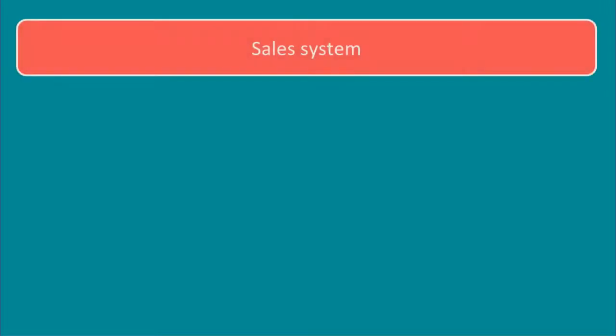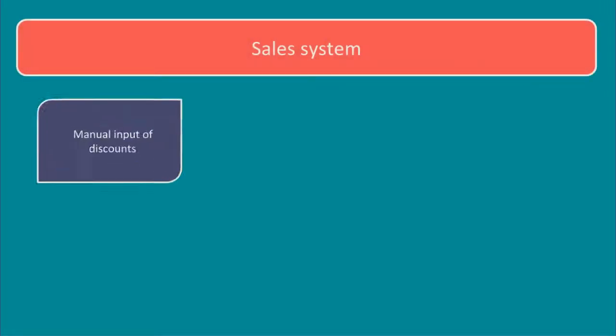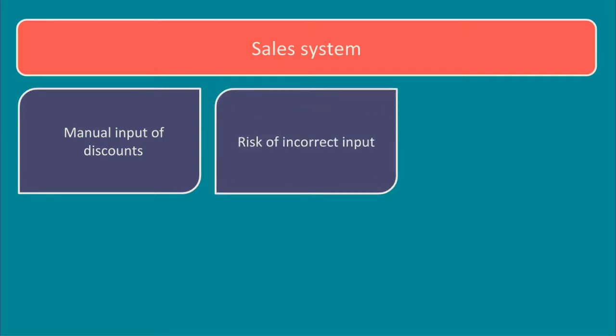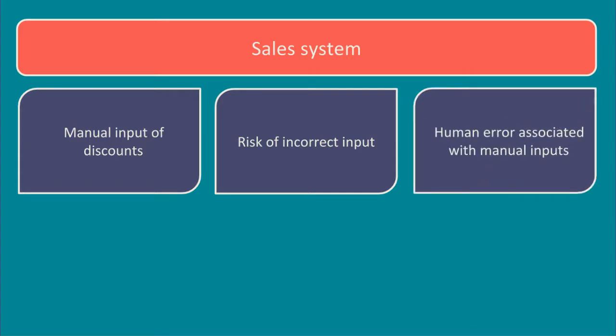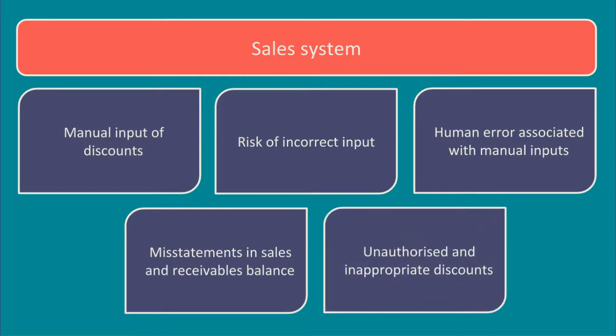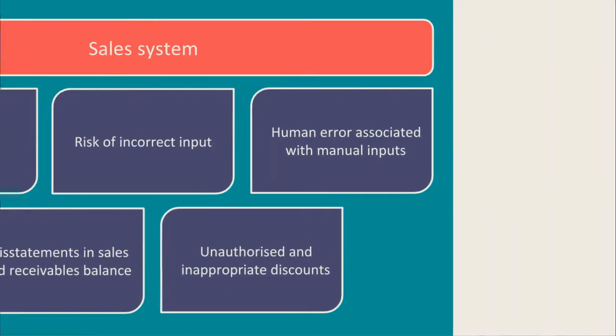For a sales system, the auditor may discover that discounts for customers are manually input onto the face of the invoice by the sales clerk. The issue here is that the discount may be input incorrectly by the clerk. Human error is always an issue when manual input into a system is present. This could lead to misstatements in the sales and receivables balance. This scenario could also lead to the sales clerk inputting unauthorized, inappropriate discounts onto the invoice.